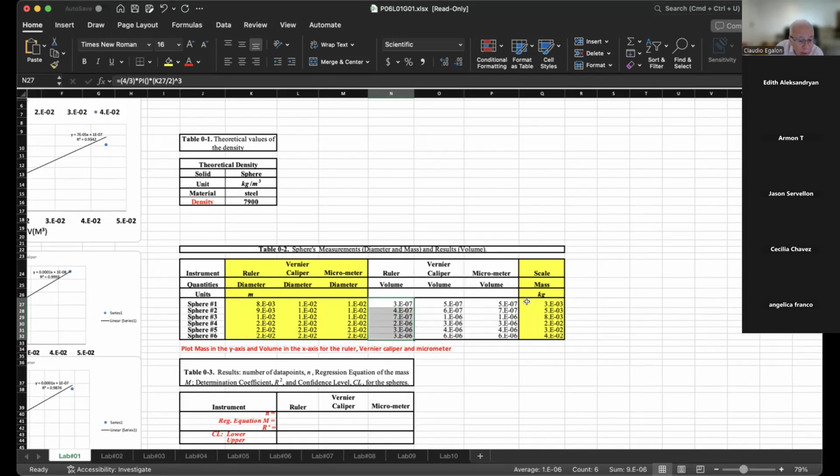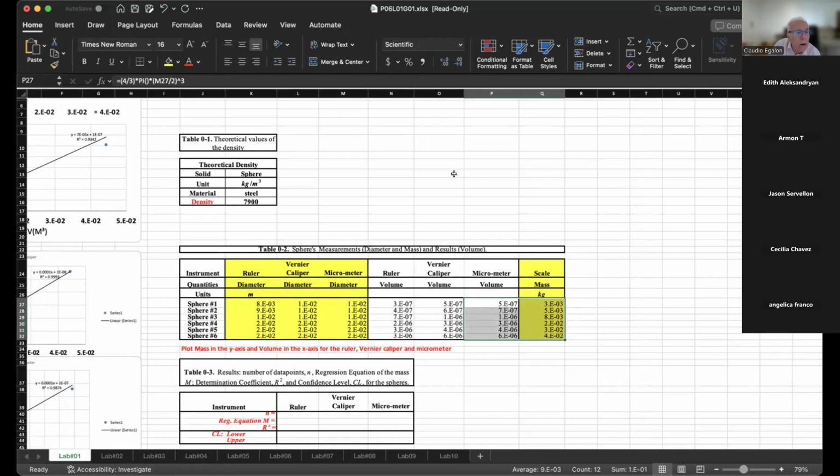Okay, now highlight the values of the mass. Click them. Something is happening there in your Mac. Why is it so strange? Yeah, let's do it simpler than that. Instead of the ruler, let's do the volume and the mass for the micrometer. Volume of the micrometer and the mass.